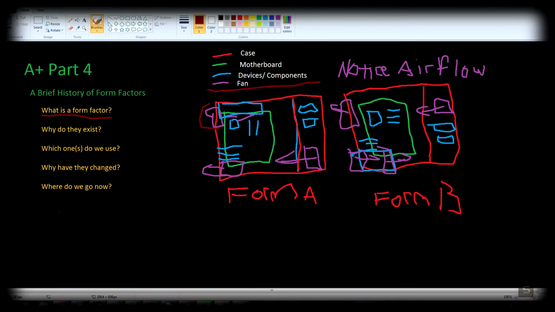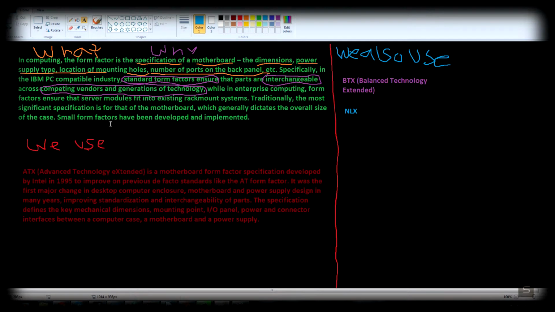So let's go on and talk about our actual definition. You'll notice that I'm going to read this, and it does have an explanation. In computing, the form factor is the specification of a motherboard that mentions power supply type, location of mounting holes, number of ports out on the back panel, etc.